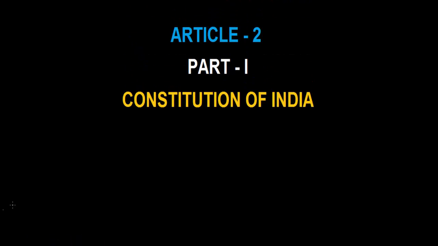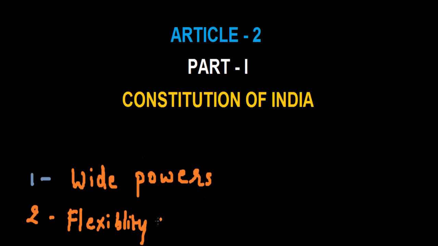Now on this background of Article 2, we should know certain features because of this article. Number 1, this article gives wide powers to the parliament. Number 2, it gives flexibility to the parliament by enabling it to make certain laws on a mere simple majority basis. That is, it only requires more than 50% majority to pass certain laws.